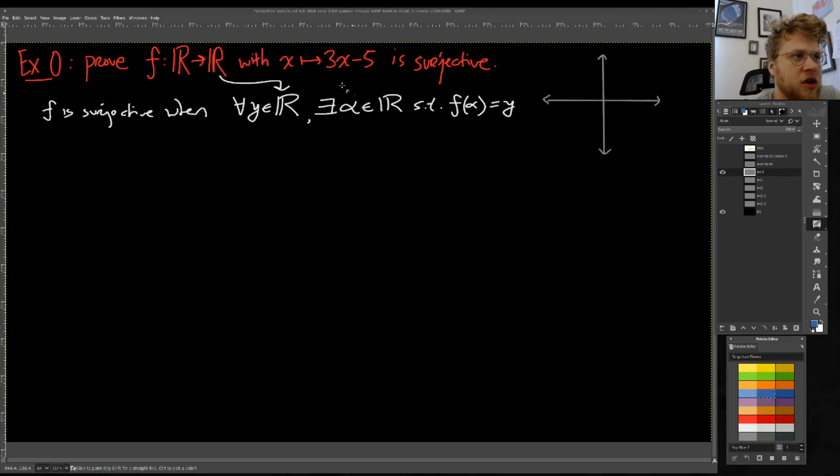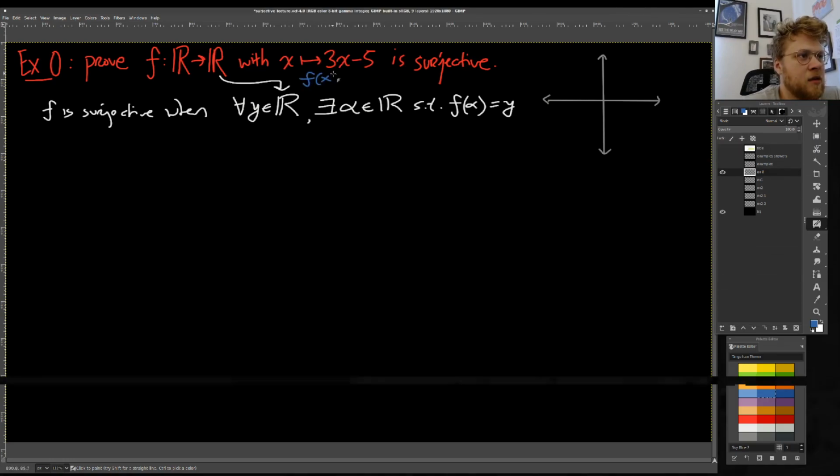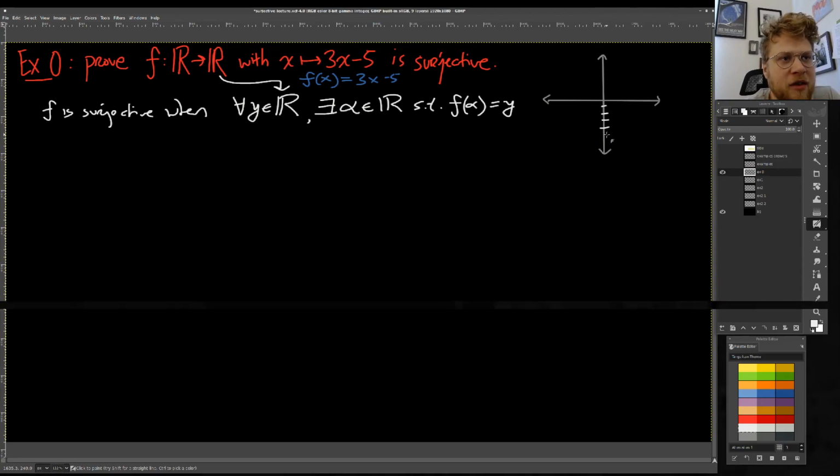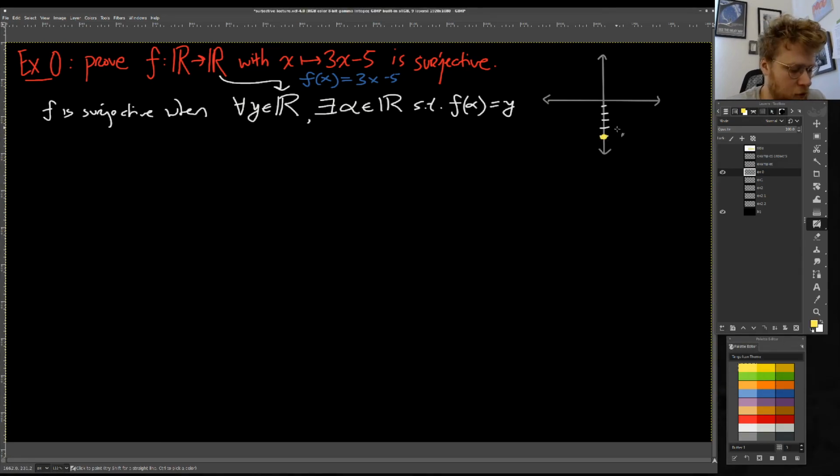Just looking at this really quickly, this is a line. Recall that x maps to 3x minus 5 is shorthand, an alternate way of saying f of x equals 3x minus 5. It's completely up to you, but it's good to be familiar with both forms of notation. Looking at a graph really quick, you don't have to prove this graphically, but I think it's a good idea if you can visualize it. Not a bad idea to try it. With a positive slope in some way.